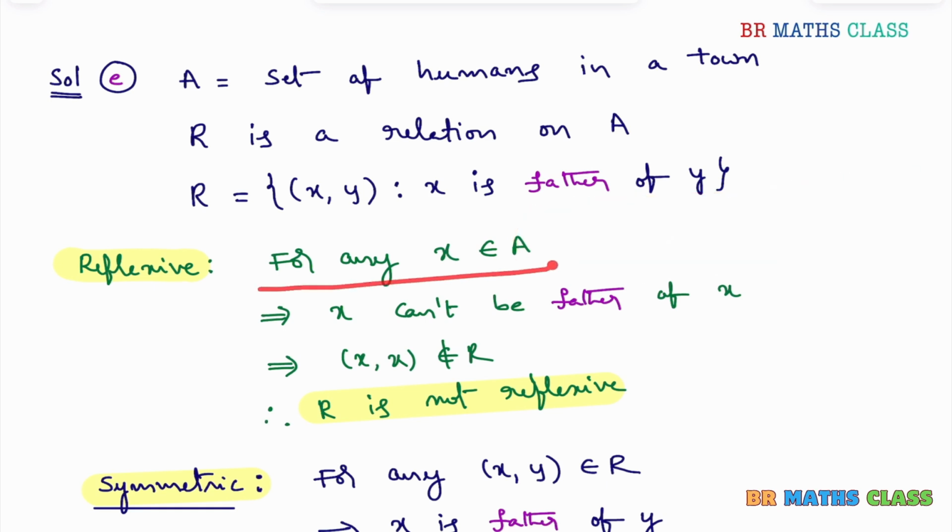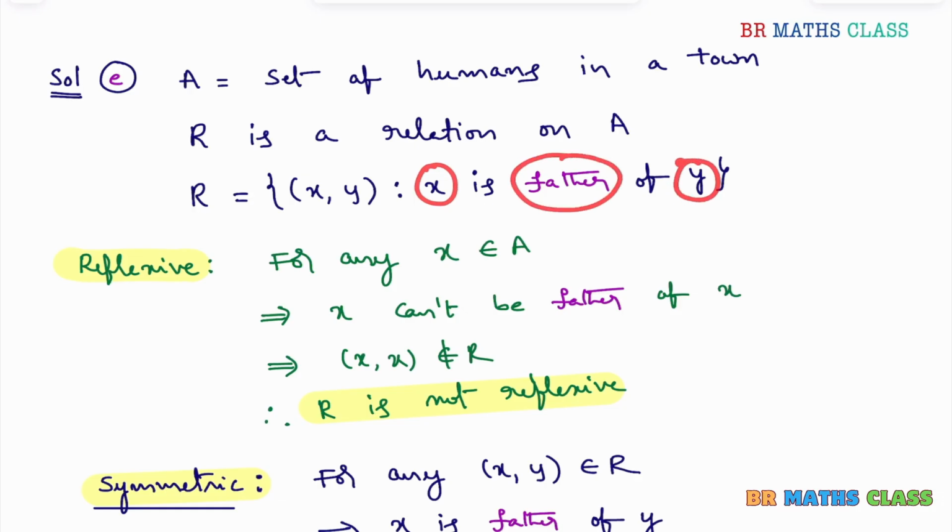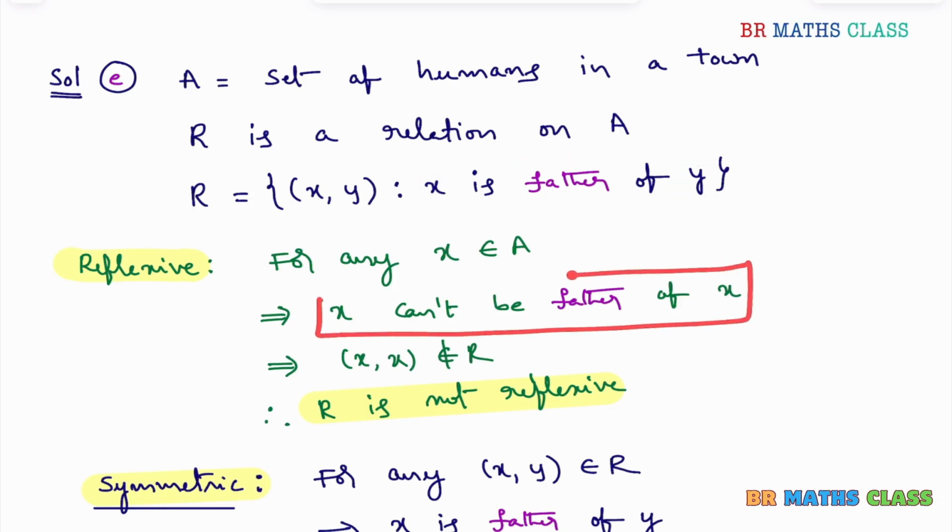Okay. I take one x in A. A contains all human beings. Here x is a human being. When do we say x comma x belongs to R? If x is a father of x, then we say the ordered pair x comma x belongs to this relation. Is it possible? How funny it is. One person can be father of himself? No, it's not possible. It is a common sense thing. You can easily understand that x cannot be father of x.